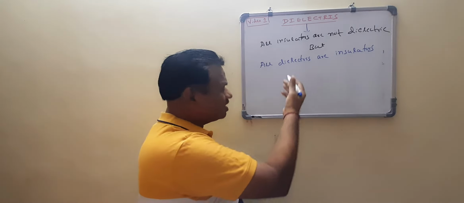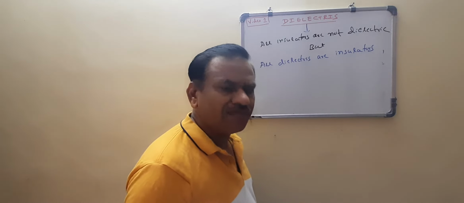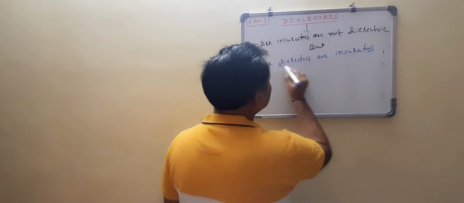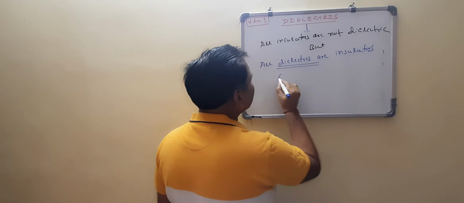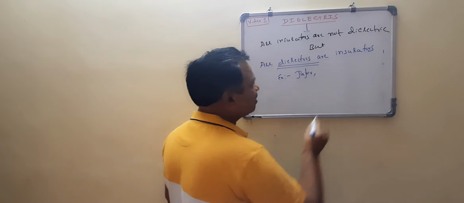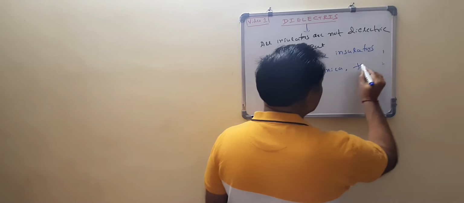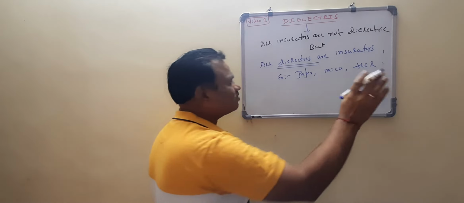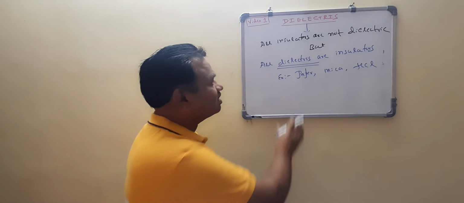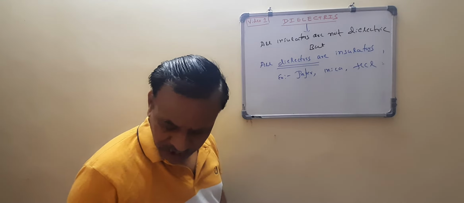We are using ethane, methane, HCl, hydrochloric acid, mica sheet. These all come under dielectrics. Example, paper sheet, mica, hydrochloric acid, HCl. These all come under the category of dielectrics. Now the question arises in your mind.